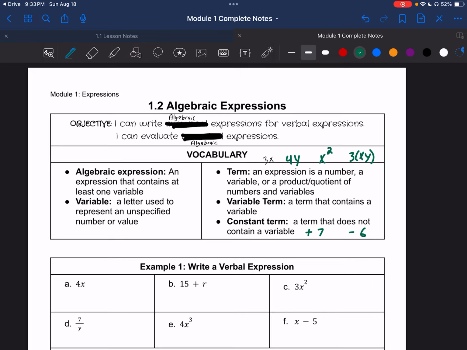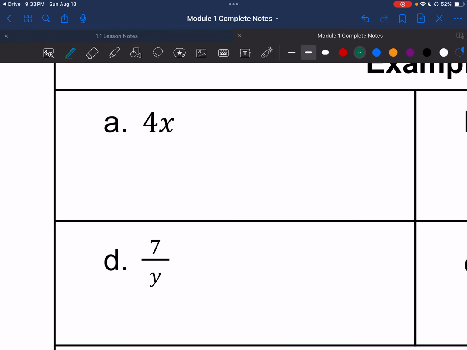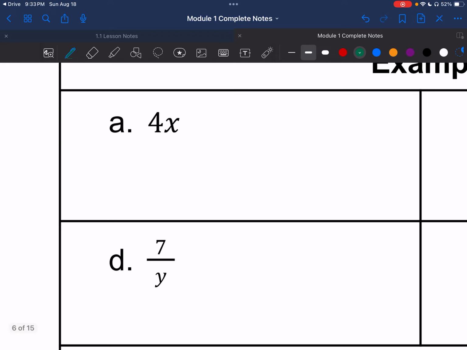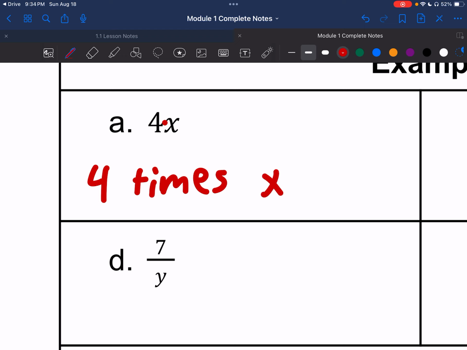So let's write some verbal expressions. We're going to start with A and D here. First off, we have 4 and x. We've got 4 times x. So if we think back to some of the vocabulary words that we worked on yesterday and ways to say these different operations, 4 and x next to each other, remember, we have that imaginary multiplication dot in between two things that are next to each other like that. So we could say something like 4 times x. That is a simple way of saying that.